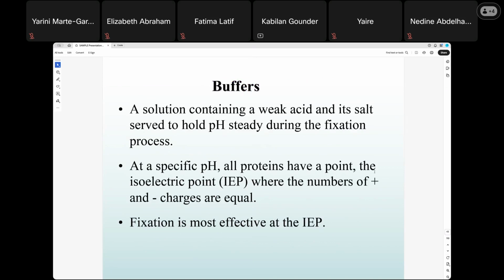So what is a buffer? A solution containing a weak acid and its salt, which serves to hold pH steady during the fixation process. So that is important: the buffer is a solution which contains a weak acid and its salt that serves to hold the pH steady. Proteins have an isoelectric point where the number of plus and minus charges are equal. That is the point where the fixation is more effective.